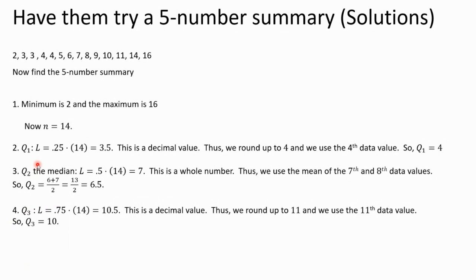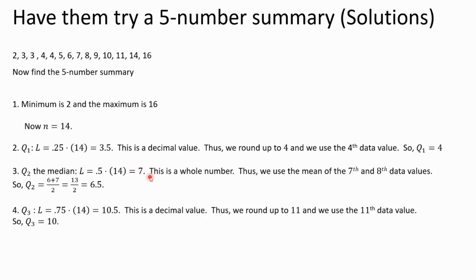The median, the difference now is your L is 0.5 times 14. 0.50 times 14, in other words. Now notice this is a whole number, though, okay? So what does that tell us? Well, this number 7, we're going to use this. What we do is find the 7th data value and the 8th data value, okay?